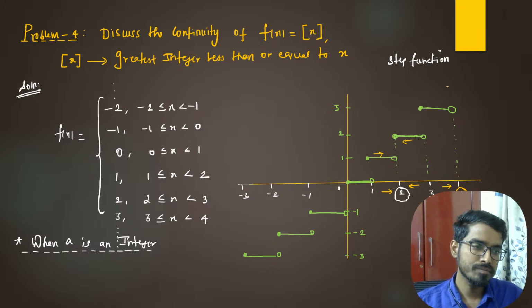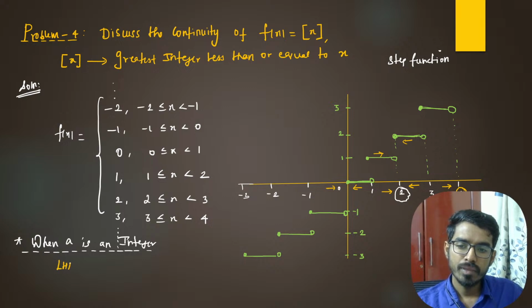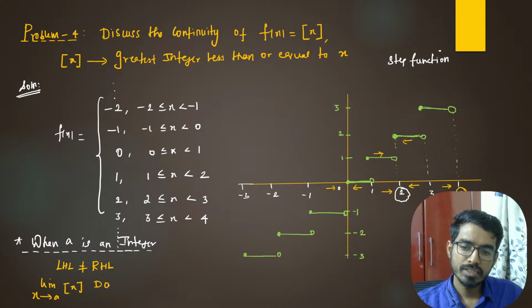RHL will go to 4. And similarly, when you take 0, the right hand side will tend to 0, but your left hand side will tend to -1. So when a is an integer, LHL is not equal to RHL. That means limit x tending to a of f(x) does not exist if a is an integer. Yes or no?